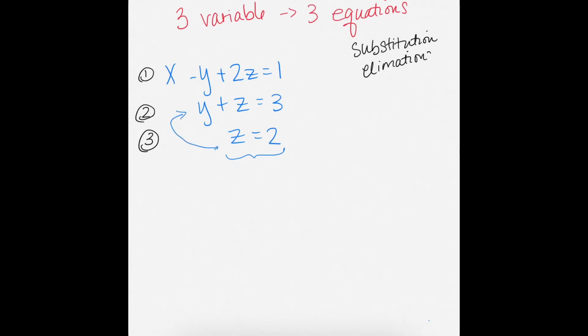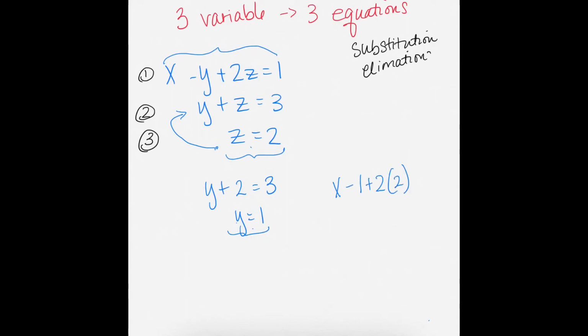So that means that I can use substitution and plug equation 3 straight into equation 2. So if y plus z, which we know must be 2, is equal to 3, that means that y must be equal to 1. All right, well, we've got z and we've got y. All we need left to find is x. So we can plug both y and z into equation 1 and solve for x.